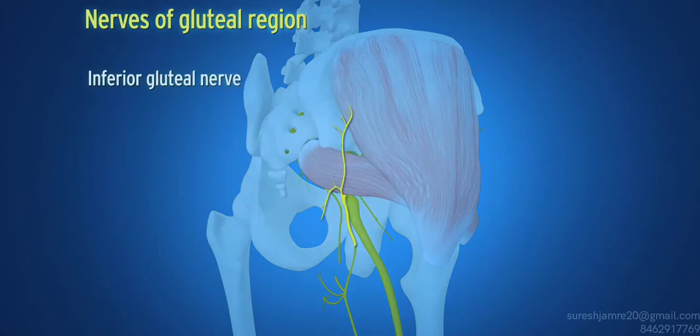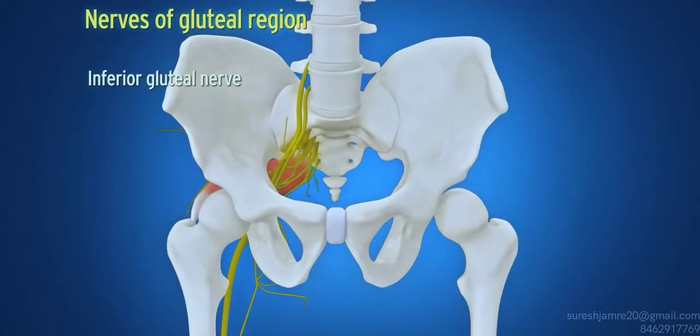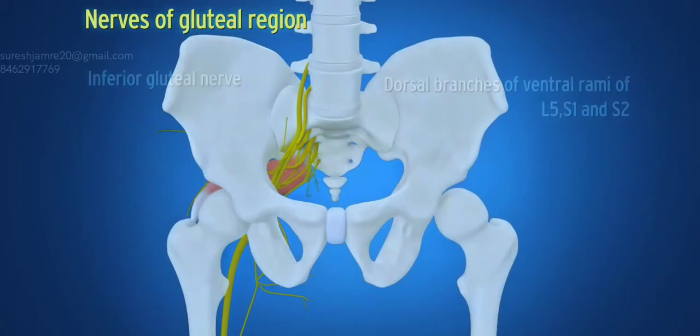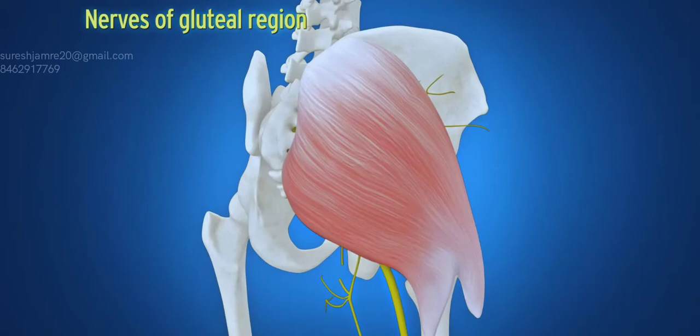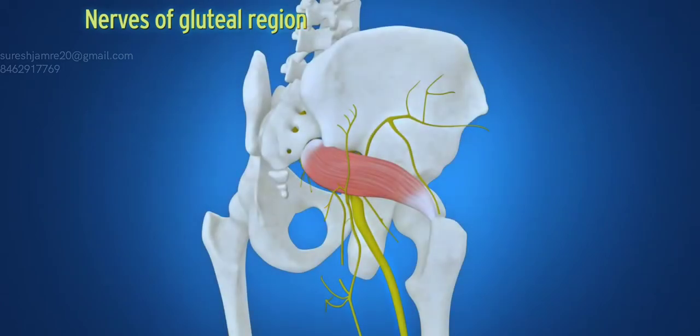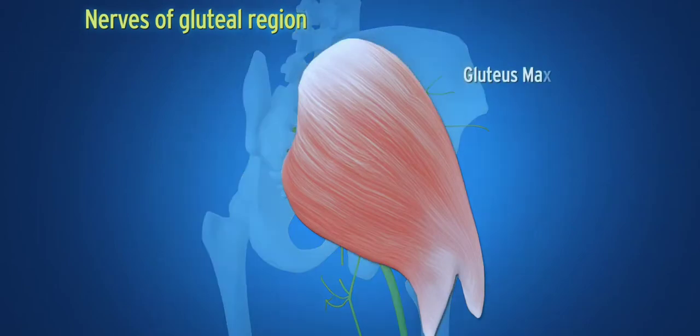Inferior gluteal nerve. It is formed by the dorsal branches of ventral rami of L5, S1 and S2. It enters the gluteal region by passing below the piriformis muscle. It supplies the gluteus maximus muscle.